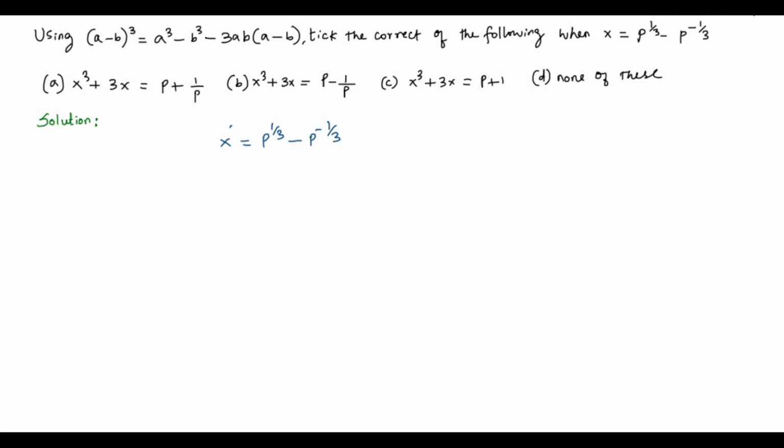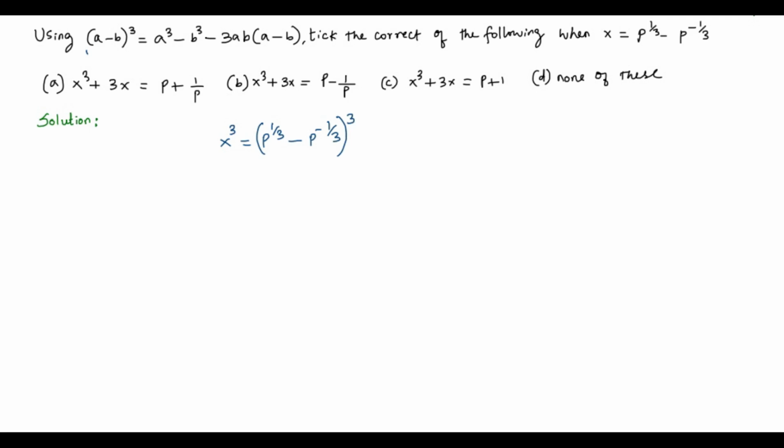Because I have exponent 3 for x in all the three options, I am going to take exponent 3 on both sides of the given equation. So now we have x to the power of 3 is equal to (p to the power of 1 by 3 minus p to the power of minus 1 by 3) whole cube.